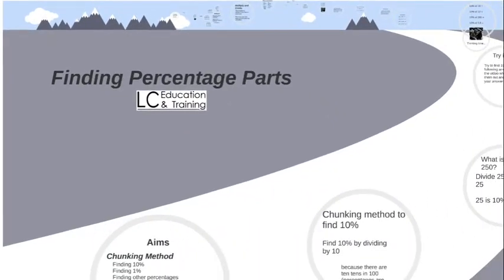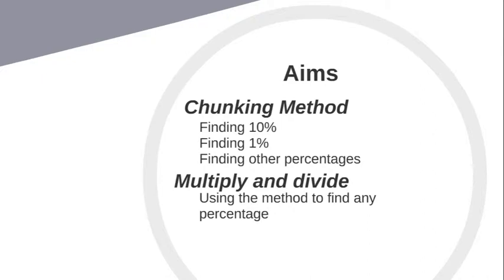In today's video we're looking at finding percentage parts. So we'll be looking at two methods, the chunking method and the MD multiply and divide method. For chunking we'll be finding 10%, then 1%, and then how to use those to find other percentages. For the multiply and divide method we'll be using the method to find any percentage.